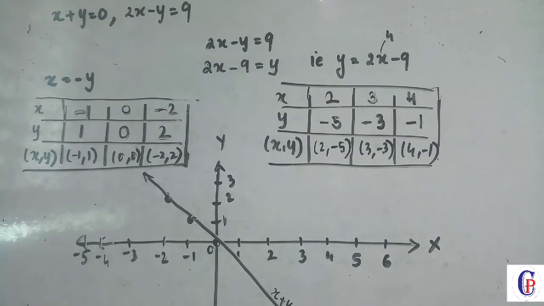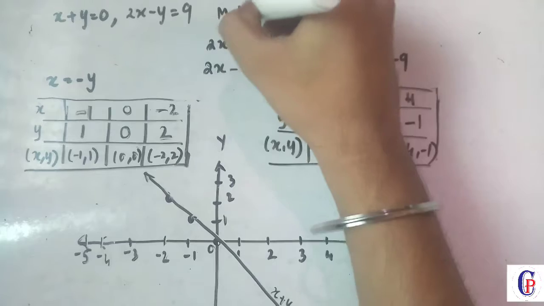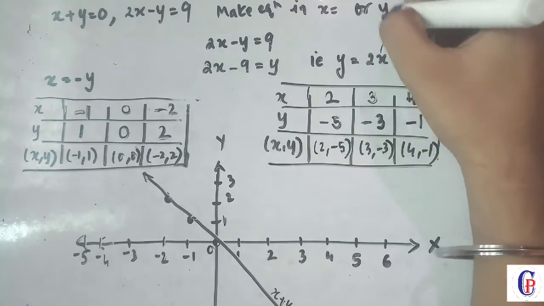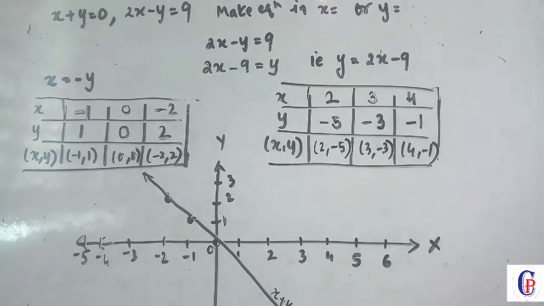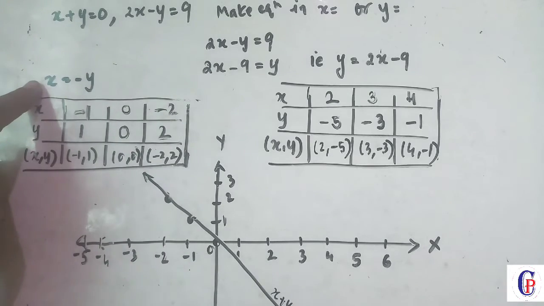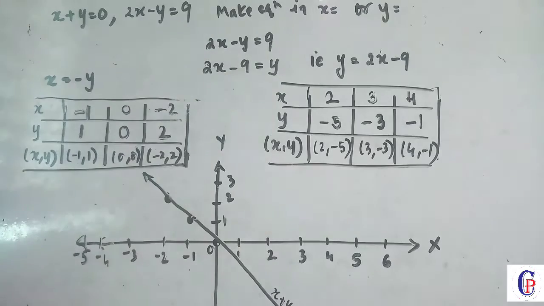What you have to note here is you have to make the equation into x equal to or y equal to. Make the equation in x equal to or y equal to. इक्वेशन को x इक्वल टू में बनाओ या y इक्वल टू में बनाओ. So this first equation is x plus y is equal to 0. So I have made it into x is equal to minus y, shifted this plus y to the right side. मतलब क्या हो गया कि ये इक्वेशन x इक्वल टू में बन गया.